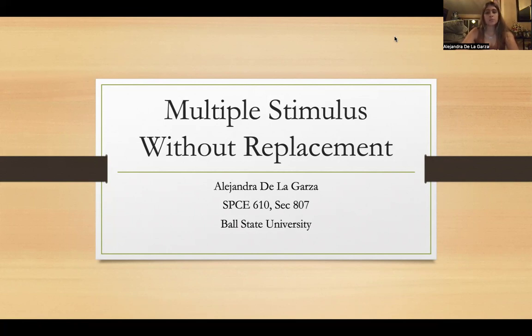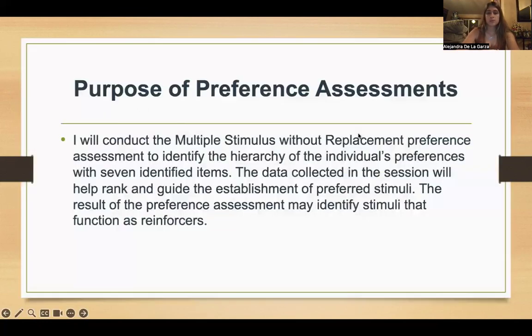My presentation will be about multiple stimuli without replacement. The purpose of a preference assessment: I will conduct the multiple stimuli without replacement preference assessment to identify the hierarchy of the individual's preferences within 7 identified items. The data collected in the session will help rank and guide the establishment of the preferred stimuli. The result of the preference assessment may identify stimuli that may function as reinforcers.